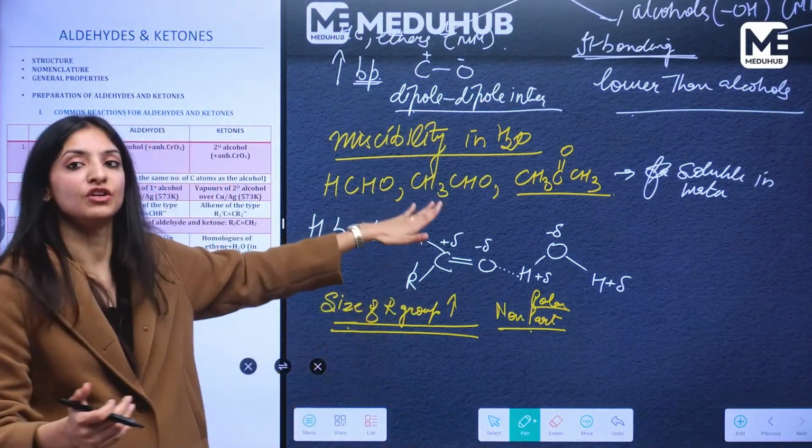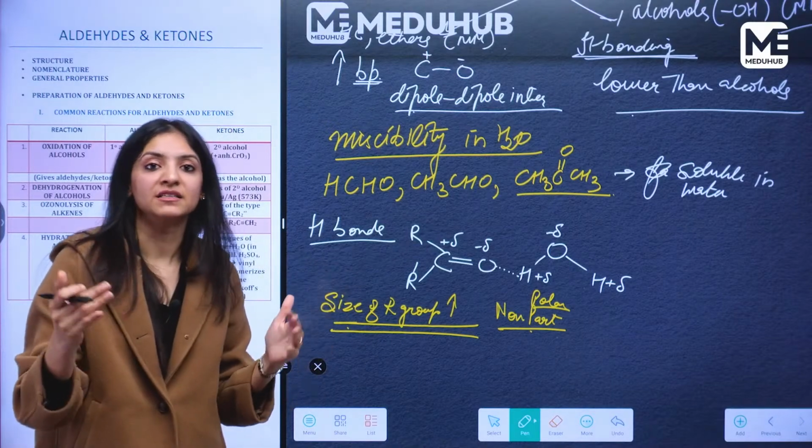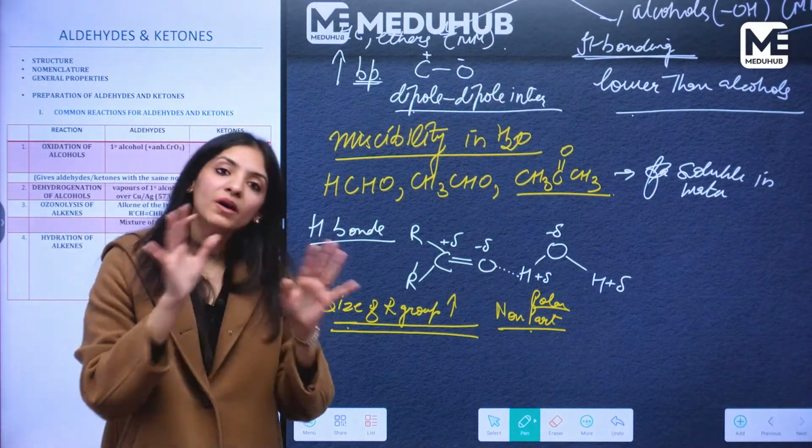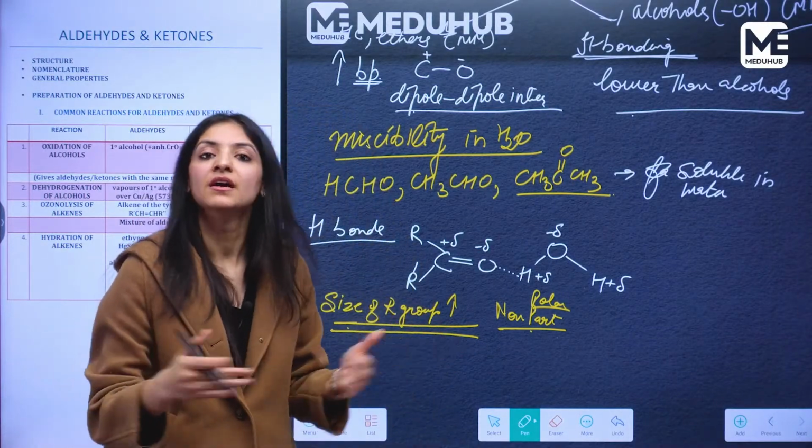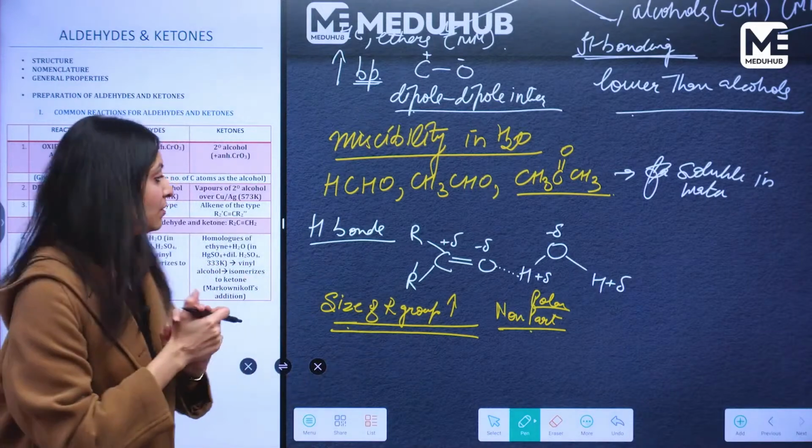So the lower ones are soluble. As you move on to higher aldehydes and ketones, they are insoluble. But all aldehydes and ketones are soluble in organic solvents like benzene, ethers, carbon tetrachloride, etc.